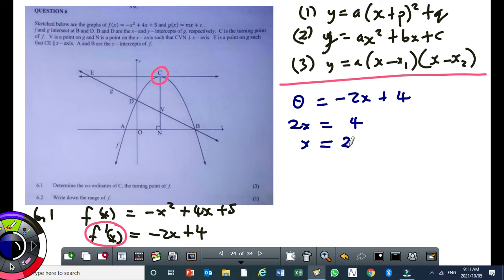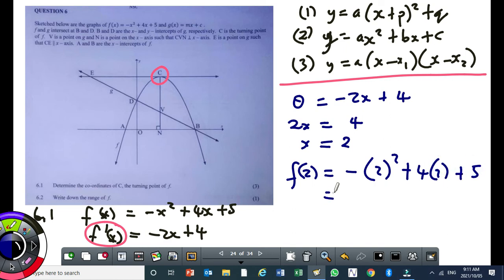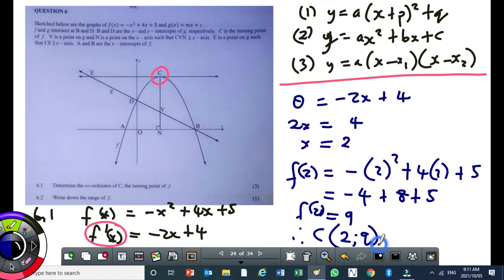Okay? So after this now, you substitute this x equal to 2 into the original function. So this becomes f of 2 will be equal to minus 2 squared plus 4 times 2 plus 5. This will give you minus 4 plus 8 plus 5. So that will give you 13. 13 minus 4 will give you 9. Therefore, coordinates of C are x equal to 2, y equal to 9.